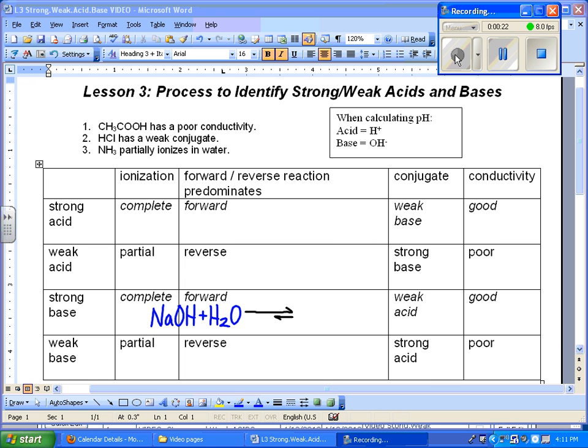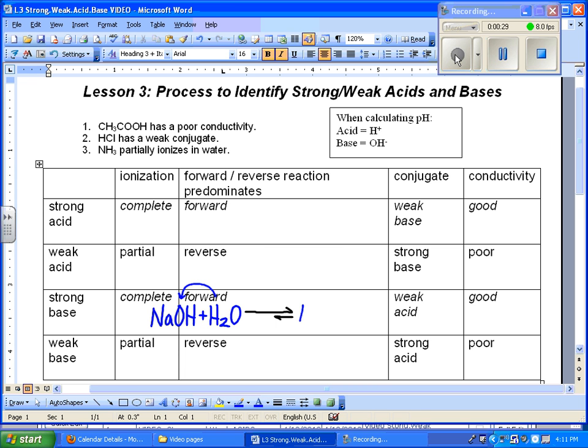You could say that the hydrogen from water, since it can act as an acid or a base, gets kicked over here and produces water, and what's left over is sodium plus and hydroxide minus. Because the arrow pushes in the forward direction, we have more of this, okay? Notice we have more of the ions on this side. As a result, my ionization is said to be complete.